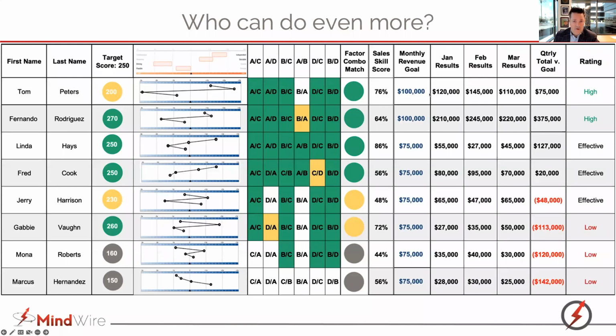And then you can see what we have here is revenue goals, right? You can see January, February, et cetera, and how they're doing to goal, right? So Tom is 75,000 ahead of his goal. He's a high performer. This could be any data you want. It could be qualitative, it could be quantitative. But here's what matters: we have a high performer in Tom, good sales skill at 76, and he's a green on behavior and a yellow on cognitive.